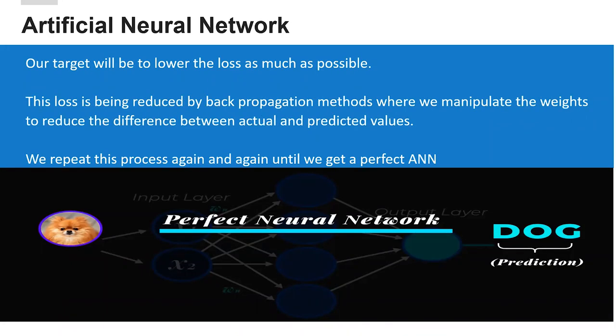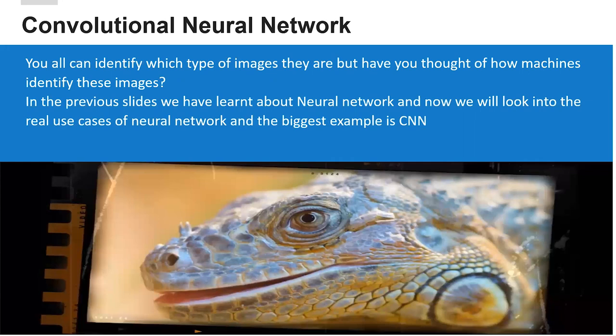Now, moving on to the first type of neural network, the convolutional neural network. If you see this image, I'm really sorry about this horrible image, but if you can identify which type of image it is, a machine can also identify it in a similar way. Why are we able to tell whether it's a lizard, an alligator, or something from the lizard family? We are able to figure this out because we have been trained on thousands of images earlier.